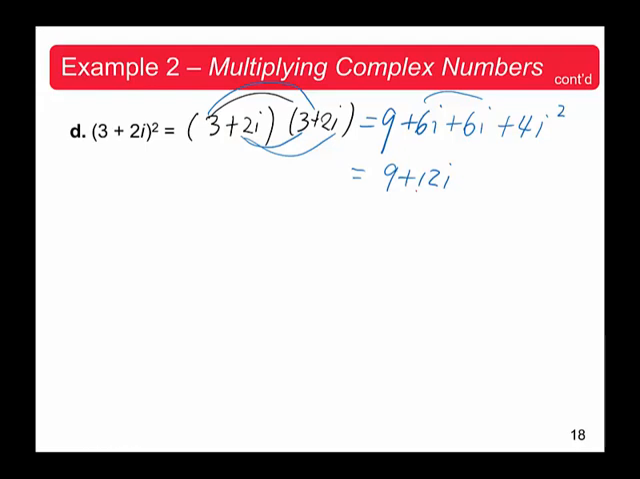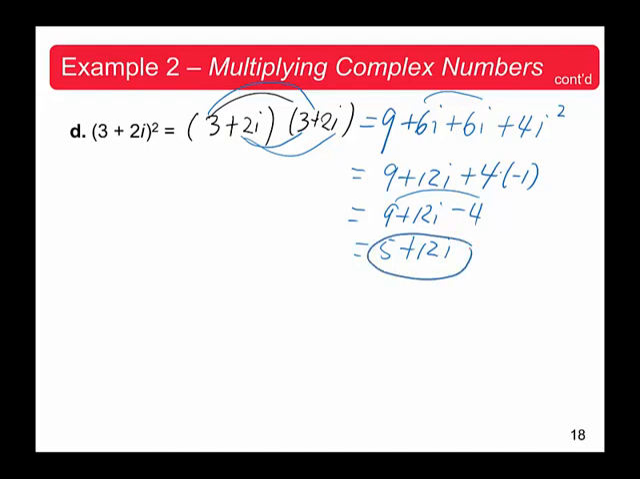Okay, so now i squared automatically becomes -1. So 4 times -1 is -4. So this becomes 9 plus 12i minus 4. And 9 minus 4 becomes 5. 5 plus 12i. Okay. So you still end up with a complex number. So meaning a complex number squared will still remain a complex number. Okay. Not like the previous one.